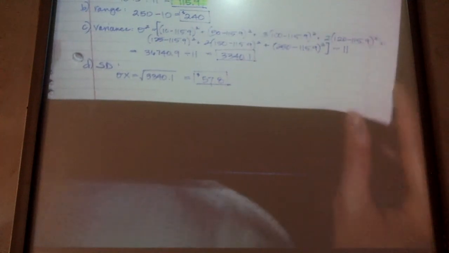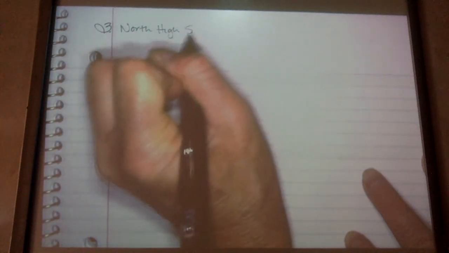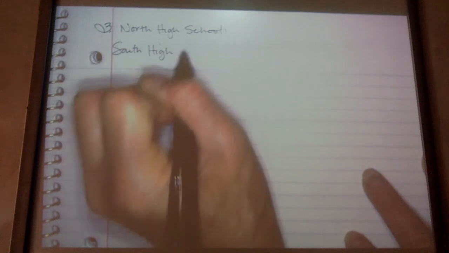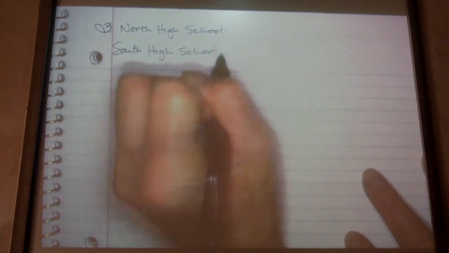All right, so that's how to calculate everything. I'd like to go over 2 questions of just analyzing, and they're similar to your homework. So number 3, I'm going to give you 2 high schools, North High School and South High School. And I'm going to give you some data, and we're going to talk about whose data is more spread out.